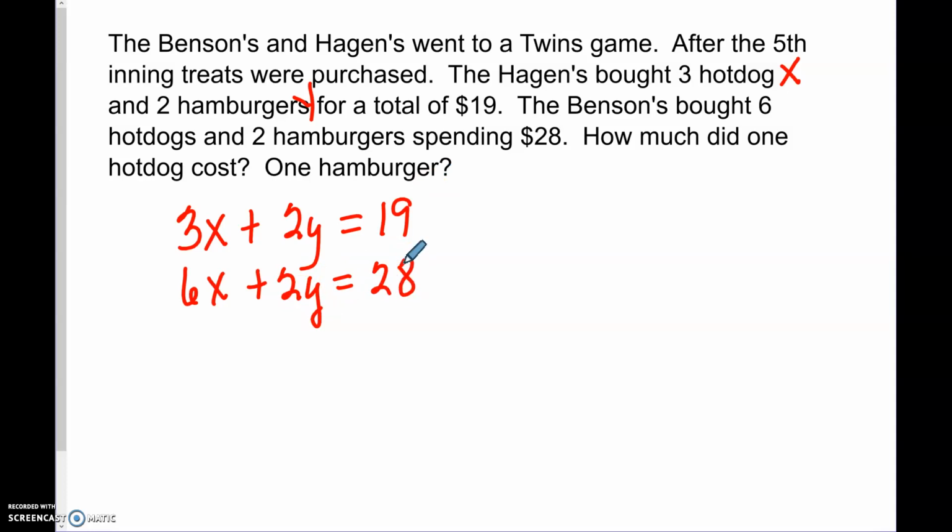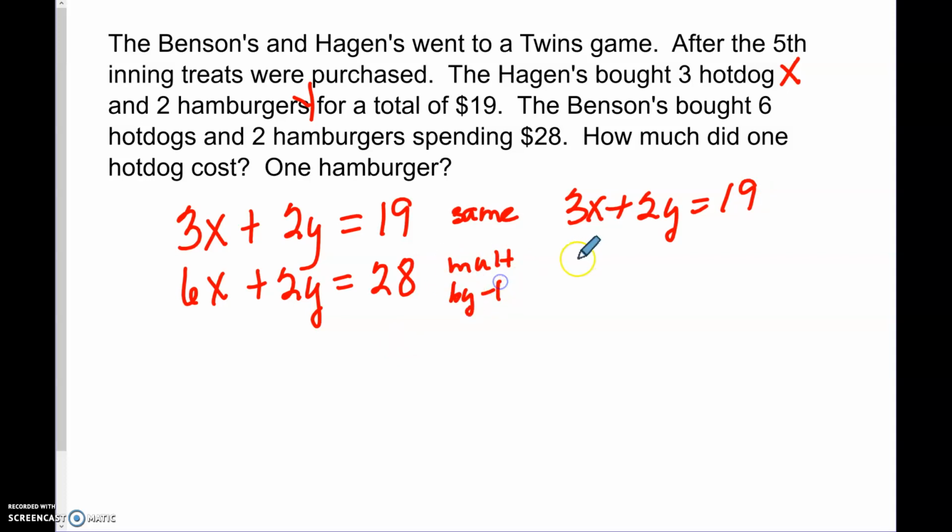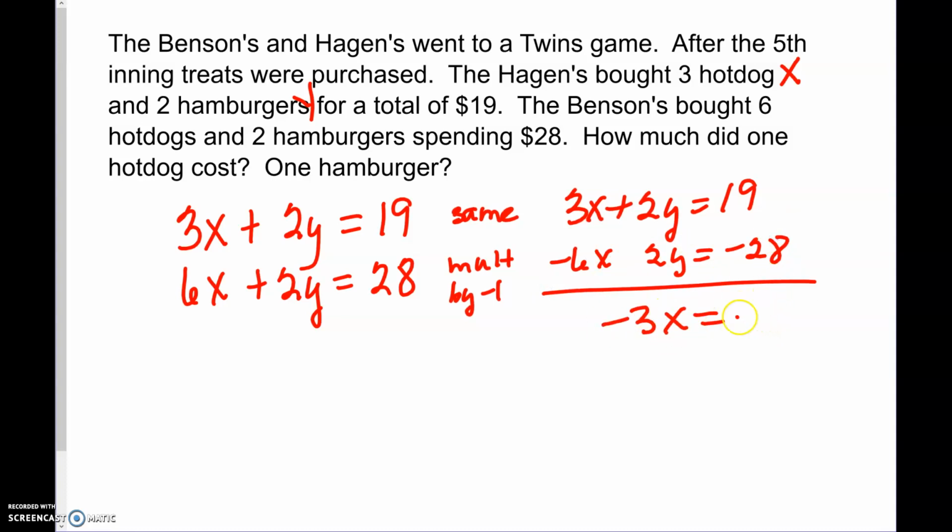How much did 1 hot dog cost? Okay, so how much is a hot dog? Well, let's add this up and see what happens. So I am going to leave this one the same. So I'm going to leave it 3x plus 2y equals 19. And then I'm going to multiply this by -1. So -6x, -2y, and -28. All right, let's add these up. So we get -3x equals -9. Divide both sides by -3, so x is 3.